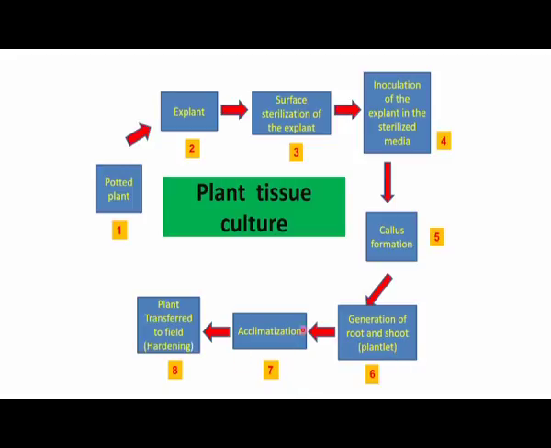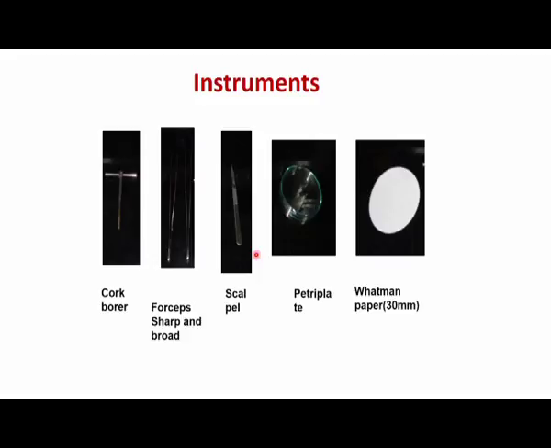These small plantlets you can then acclimatize and transfer to pots, and then transfer to the outer environment. That step is called hardening, and that is how you can actually get a plant from any plant part. Okay. For doing this, you need a very specialized set of equipment or instruments.